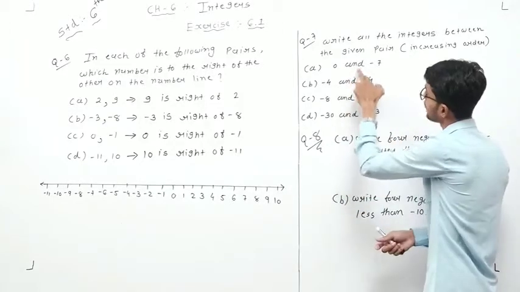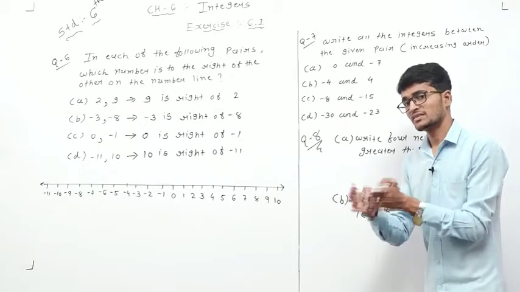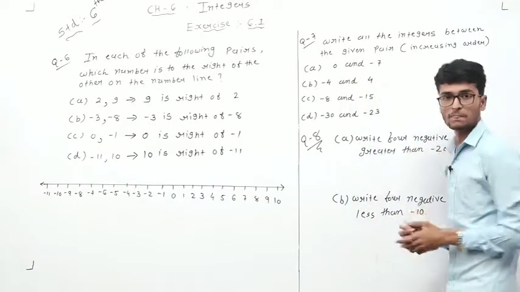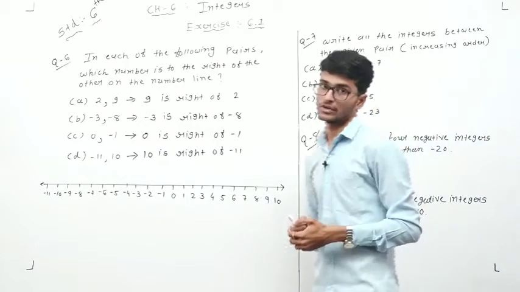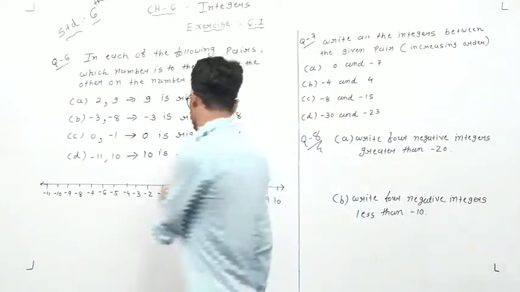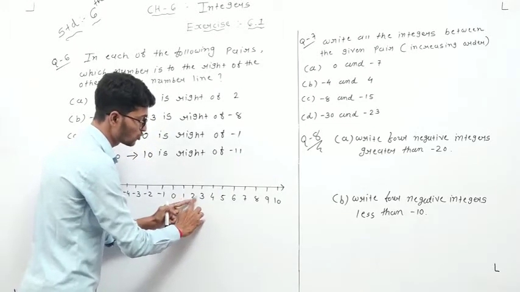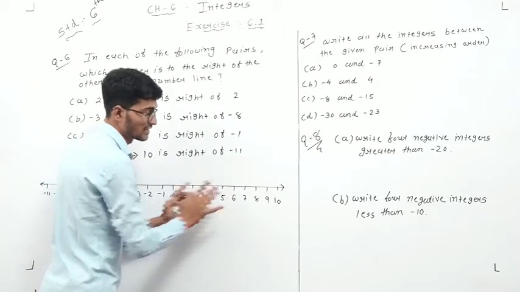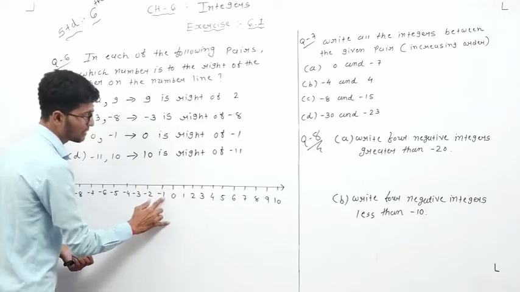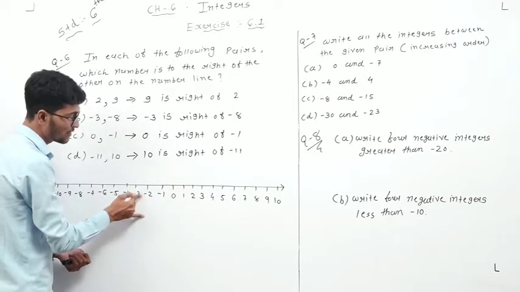Once more, 0 and minus 7. Which numbers are between 0 and minus 7? Minus 1, minus 2, minus 3, minus 4, minus 5, minus 6. All these numbers are between 0 and minus 7, right? But we write in increasing order. Increasing order means small to big, right? On the positive side, 1, 2, 3, 4: 2 is bigger than 1, 3 is bigger than 2, and so on. But on the negative side it is the opposite. Of minus 1 and minus 2, the bigger number is minus 1. Of minus 2 and minus 3, the bigger number is minus 2. Of minus 3 and minus 4, the bigger number is minus 3.